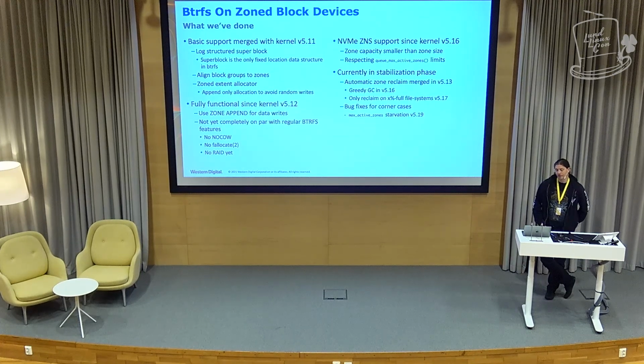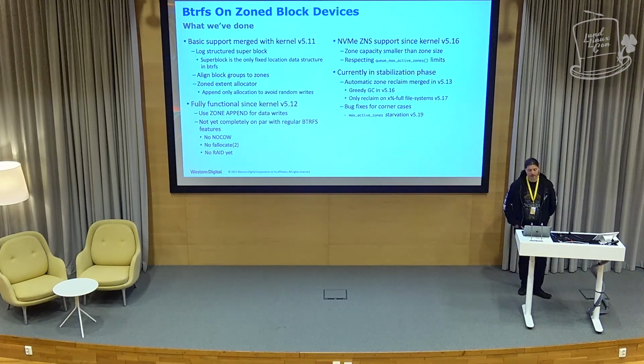With kernel 5.16, we gained support for the ZNS standard, which basically was just two things: zone capacity being smaller than the actual zone size, and respecting the max active zones limit the drive gives us, so we are not trying to overcommit too many zones. I'm giving the drive a hard time.